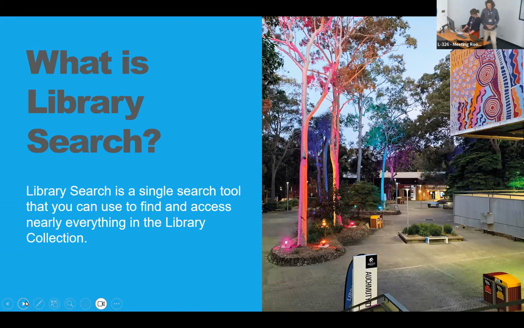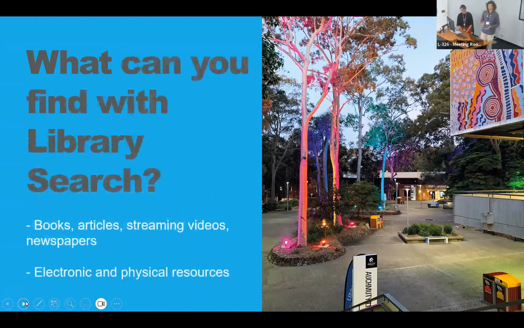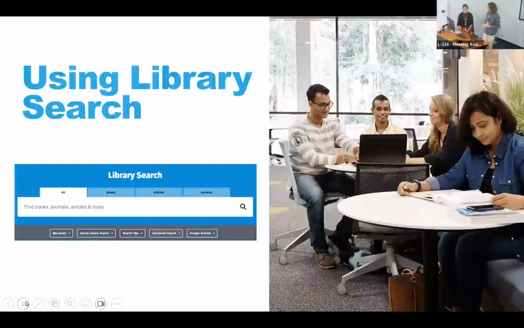Thanks, Annie. So when we're talking about library search, the library has a single search bar which you can use to find and access nearly anything in the library's collection. That includes electronic and physical items, so any of the items that we have here in the library buildings, also any of the articles, electronic books, electronic newspaper articles, films, anything like that that we have access to through the online collections. It's all part of the library and you can search for any of those things using library search. And Annie's going to do some demonstrations on how library search works.